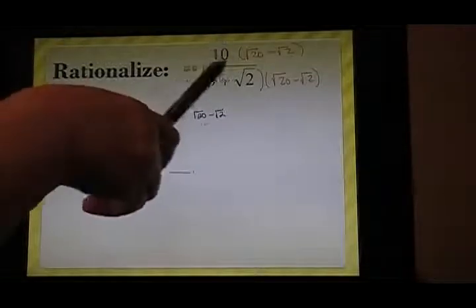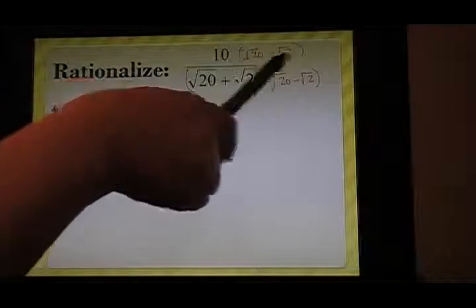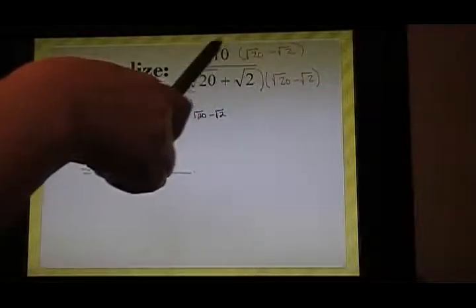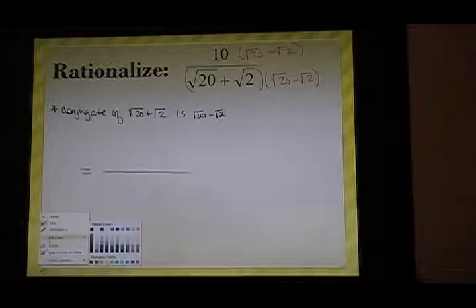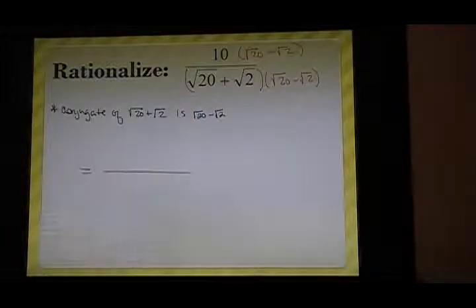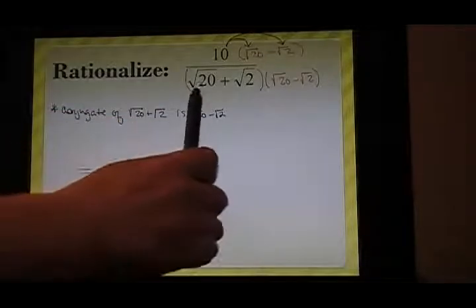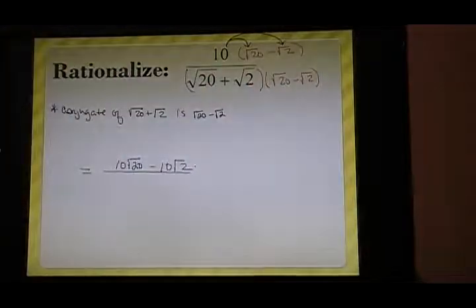So in the numerator, I just have a monomial times a binomial, so I'm going to have to distribute that 10. I'm going to do the 10 times the root 20 and the 10 times the root 2. So I will have 10 root 20 minus 10 root 2 in the numerator. In the denominator, I have a binomial times a binomial, so I have to FOIL.